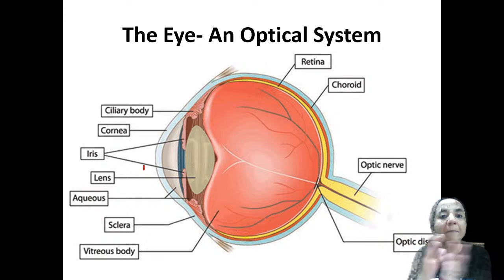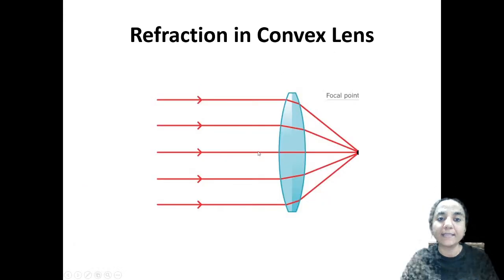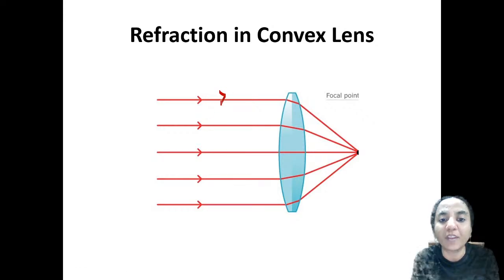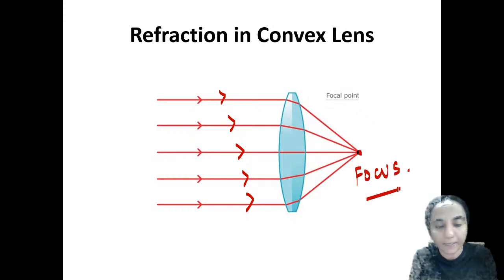If you leave the biology part of the eye aside, the eye basically functions as a convex lens. So let's go back to our 12th standard physics and look at how refraction takes place in a convex lens. When the parallel rays of light, that is, the rays of light coming from a distant object, pass through a convex lens, they are brought to focus at a point, and this point is called the focus of that particular lens.